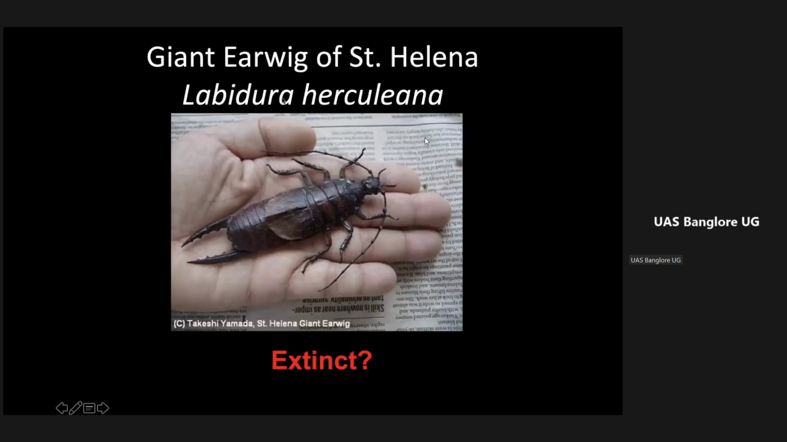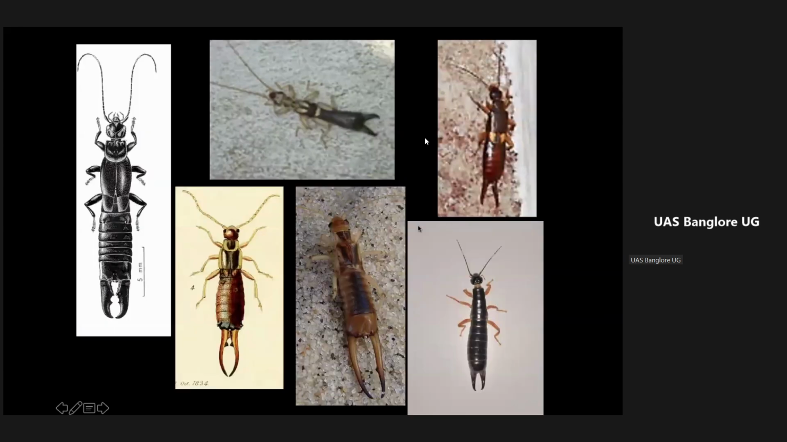And this is one of the largest, the giant earwig, Labidura herculeana, which is now extinct, or people could not find it again after it was found earlier, but now they do not find this. Very large, almost the size of the hand. So I'll stop at this point.